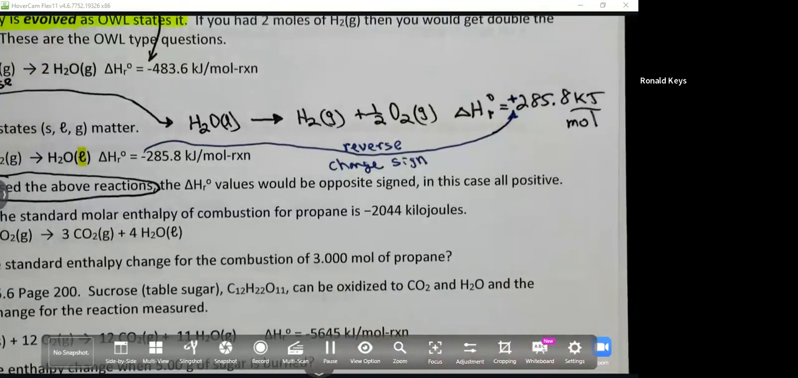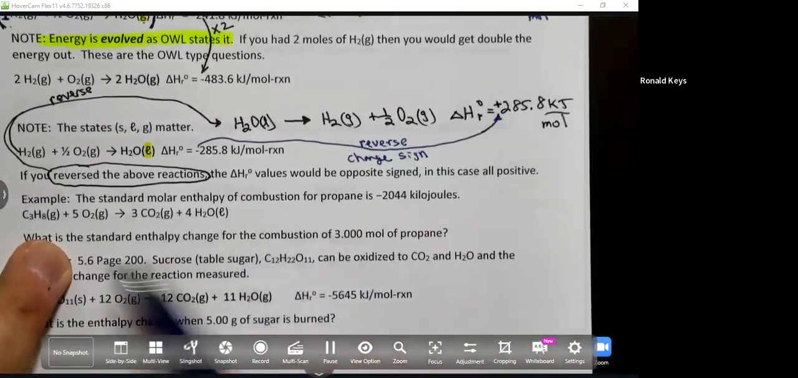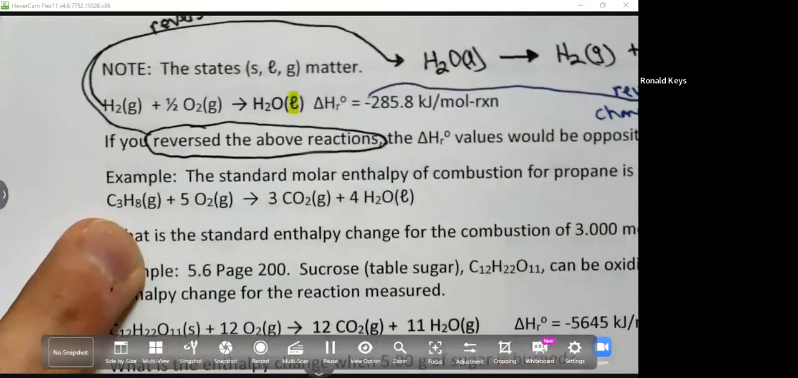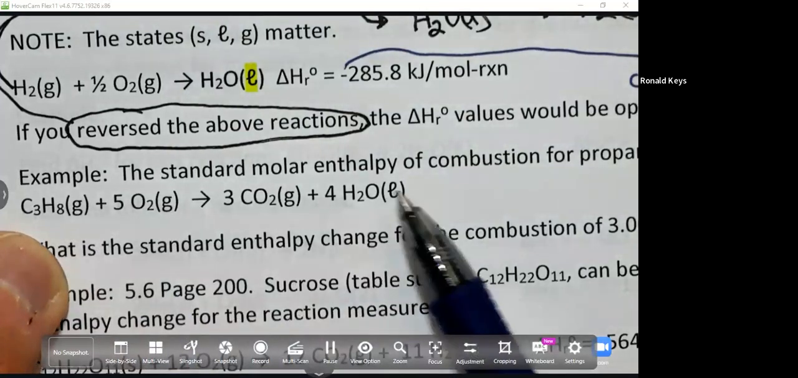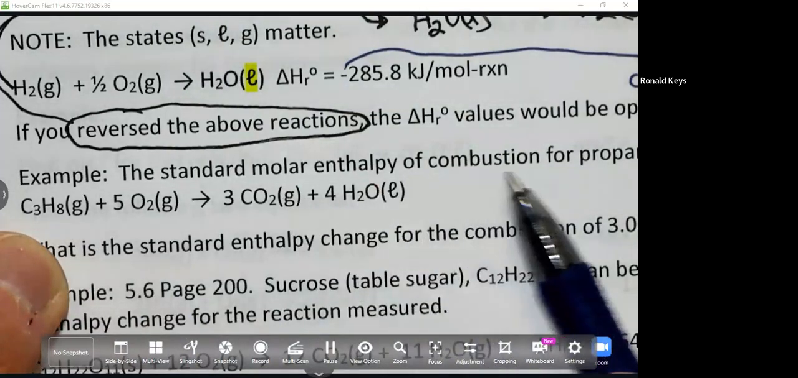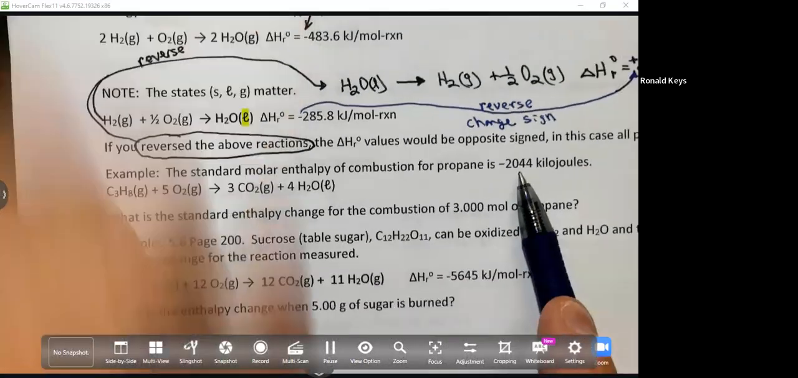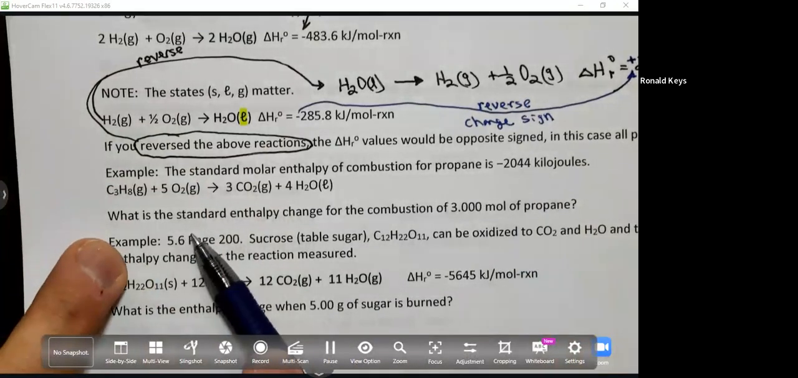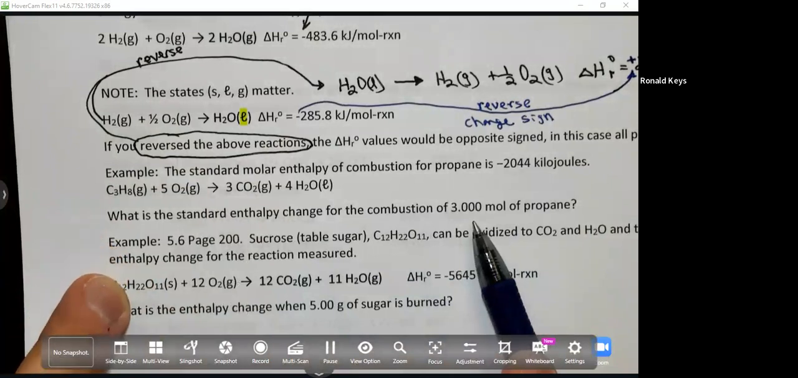So let's do the next couple examples. The standard molar enthalpy of combustion. This is a combustion reaction. This is propane. Unfortunately, the weather's going to change. We're going to be burning a lot of propane coming up. It says the standard molar enthalpy of combustion for propane is negative 2044 kilojoules. What is the standard enthalpy change for the combustion of 3 moles of propane?